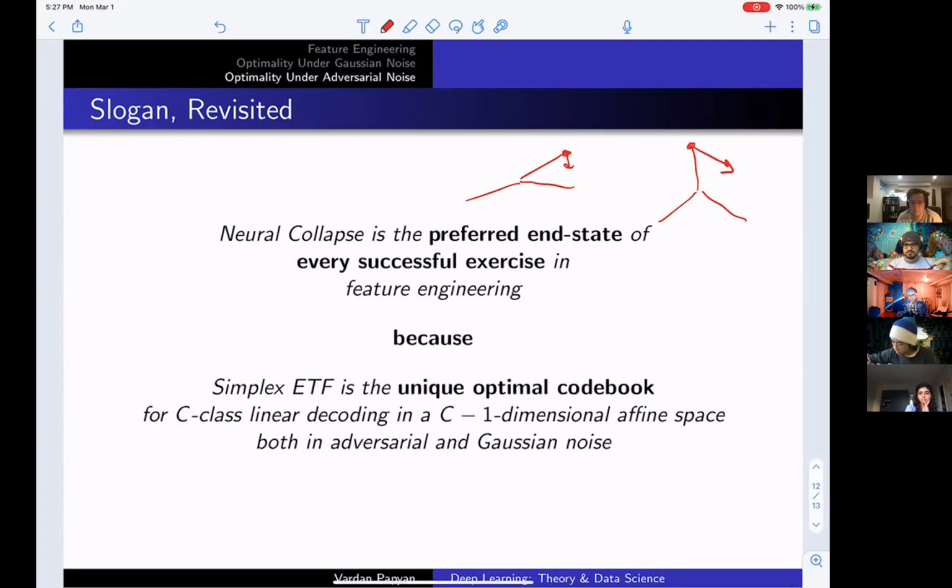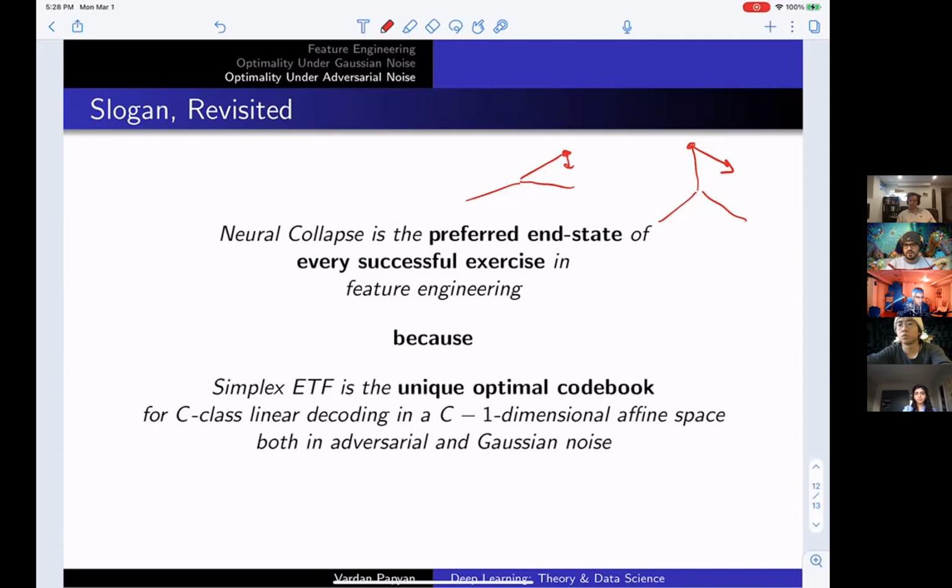Does this make sense? So why do we assume that there is a norm constraint on the class means? Because if you don't put a norm constraint on the class means, then it doesn't make sense, right? You want to assume everything is restricted in terms of the class means, and then compare different configurations. Does anyone have any questions?